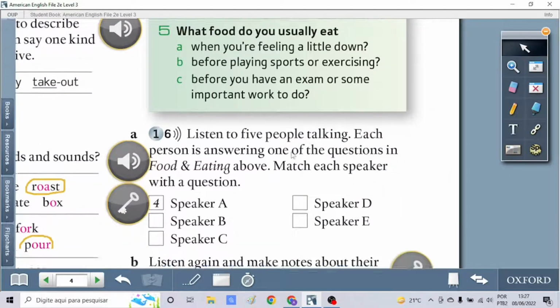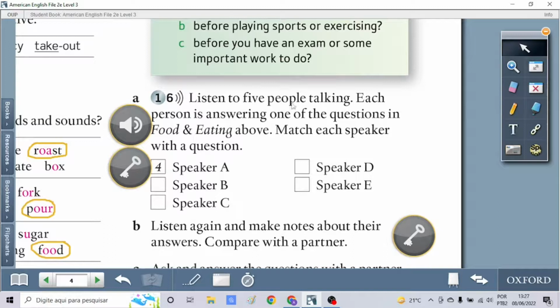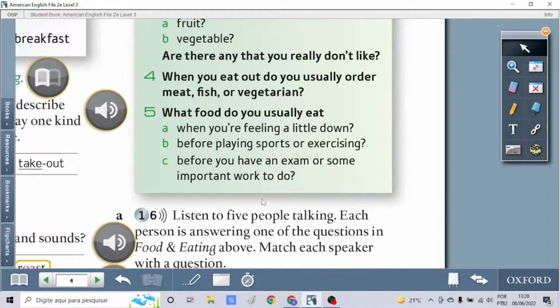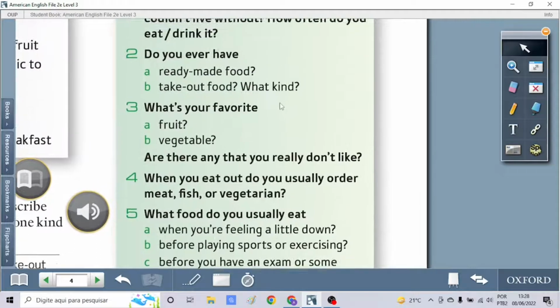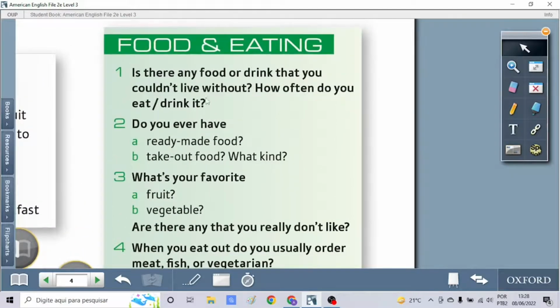In letter A, listen to 5 people talking. Each person is answering one of the questions in food and eating above. Match each speaker with a question. So let's take a look at the questions before we go through the listening. Number 1, is there any food or drink that you couldn't live without?